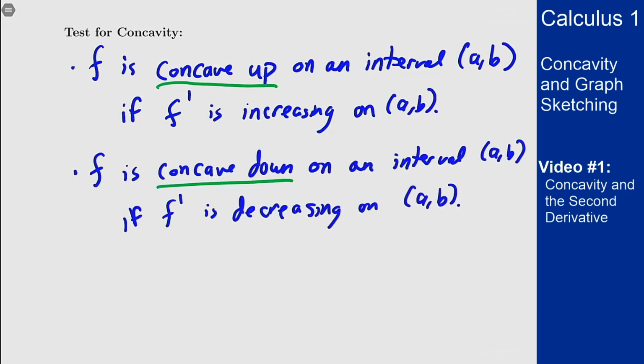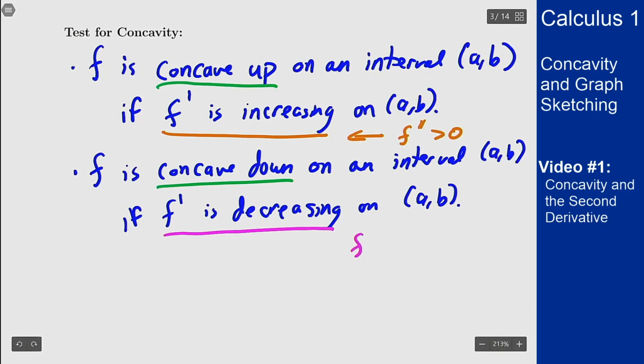How can we get this more directly? Well, we know what it means for a function to be increasing or decreasing. If a function is increasing, its derivative is positive. So if I want f prime to be increasing, that should relate to f double prime being positive, because then f prime's derivative, which is f double prime, is positive, which means the function itself, f prime, is increasing. And similarly, for f prime decreasing, I will want f double prime to be negative, for the same logic as above. So this gives us our actual test for concavity.